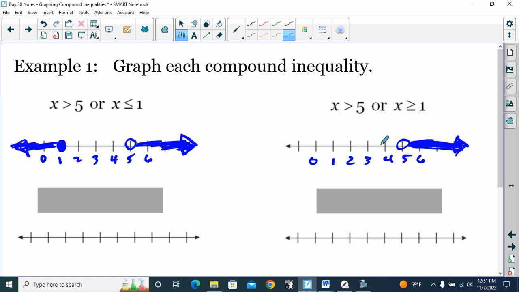Or X could be greater than or equal to 1. Everything greater than or equal to 1 needs shaded, including that 5, whoops, greater than or equal to 1. Notice I'm shading everything greater than 1, including the 5. The 5 had an open circle, but when I shade everything greater than or equal to 1, it gets filled in. I have shaded everything that is either bigger than 5 or greater than or equal to 1.